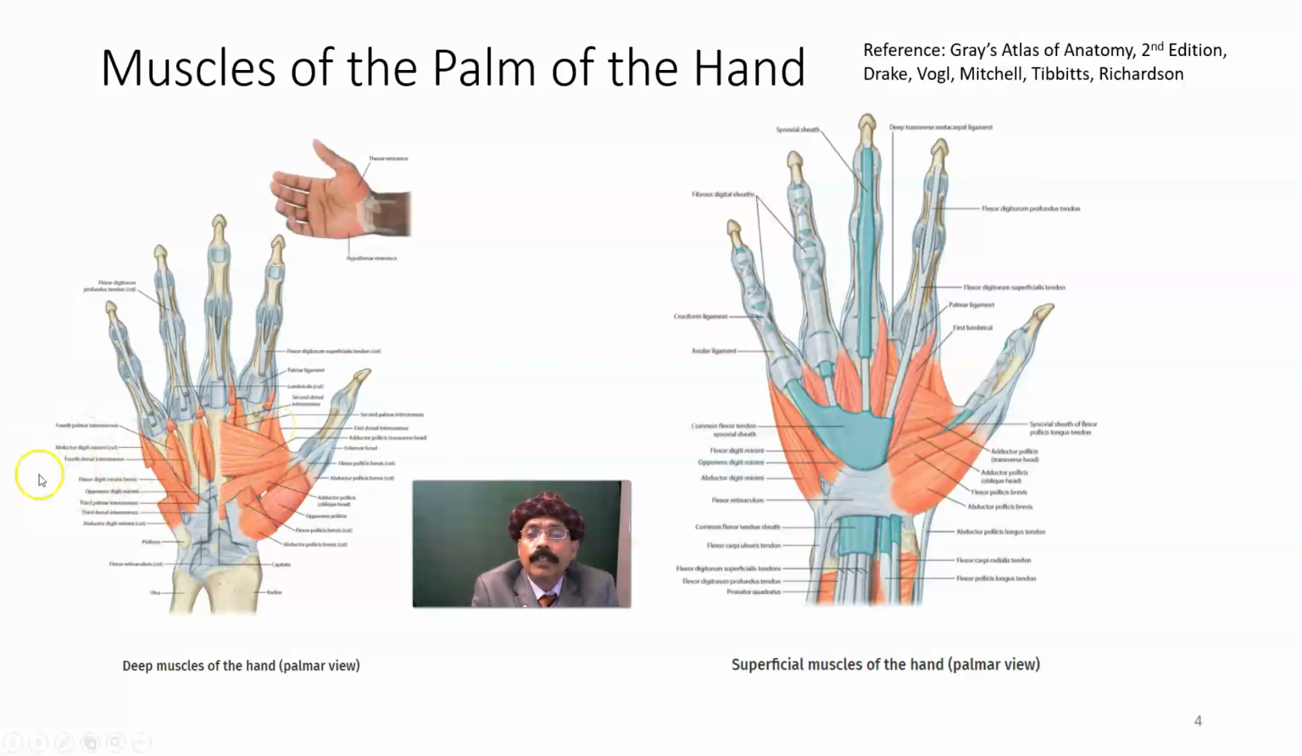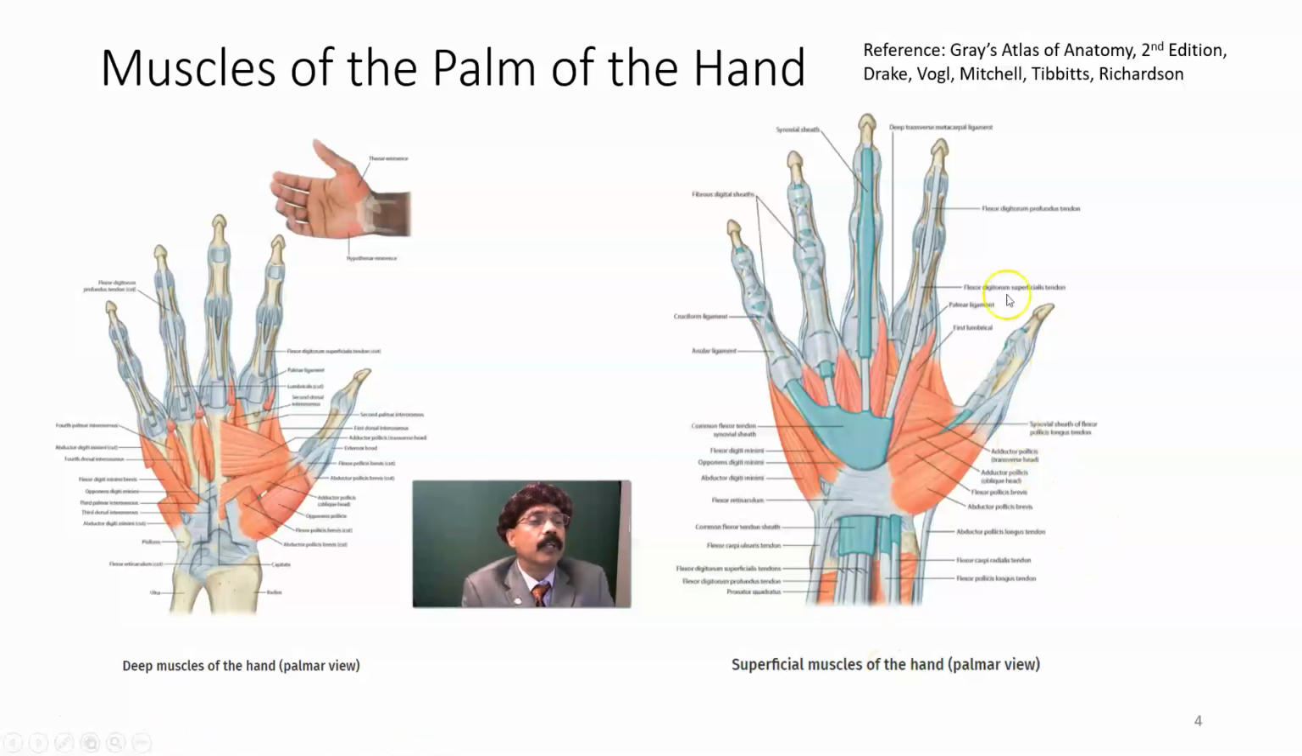Here, the long flexor tendon, like flexor digitorum superficialis, splits, and it will end up on the side of the second phalanx. The gap between the splitting of the flexor digitorum superficialis is the passage for flexor digitorum profundus. This is flexor digitorum profundus. It will insert to the base of the distal phalanx. So flexor digitorum profundus goes to the distal phalanx, flexor digitorum superficialis ends up in the middle phalanx, and the gap between the flexor digitorum superficialis is the passage for flexor digitorum profundus.